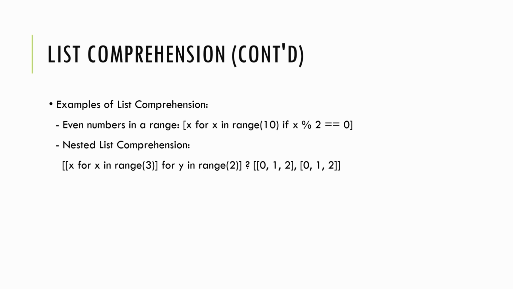You can also use list comprehension with conditions. For example, [x for x in range(10) if x % 2 == 0] will generate a list of even numbers between 0 and 9. And you can even use list comprehension to create nested lists like [[x for x in range(3)] for y in range(2)], which creates [0, 1, 2] and [0, 1, 2].